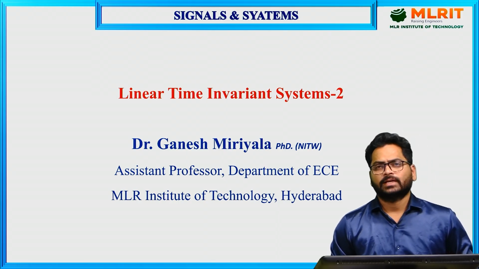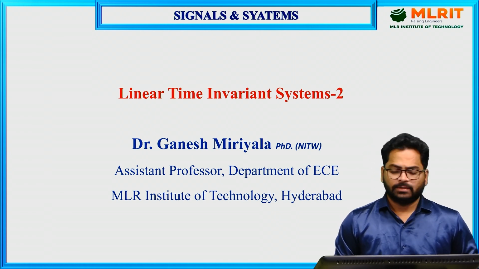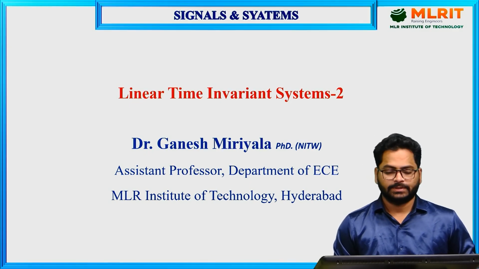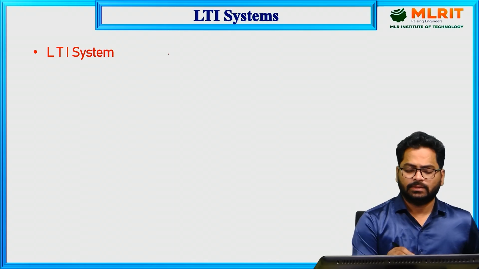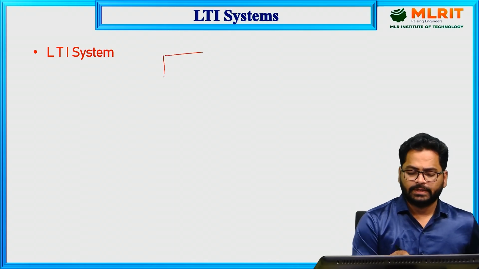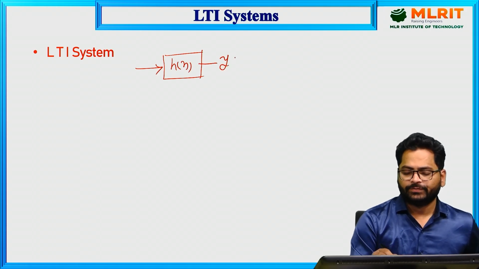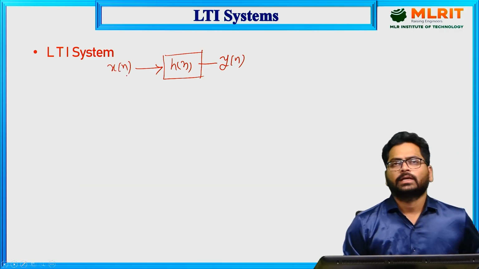In the last class we studied the linear time invariant system for continuous signals, and in this class we are going to study the linear time invariant system for discrete time signals. Now see, there is a system and that is discrete. That means you will have h of n as the system function, y of n as the output, and similarly x of n as the input.